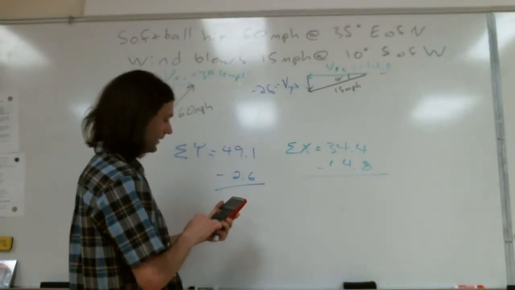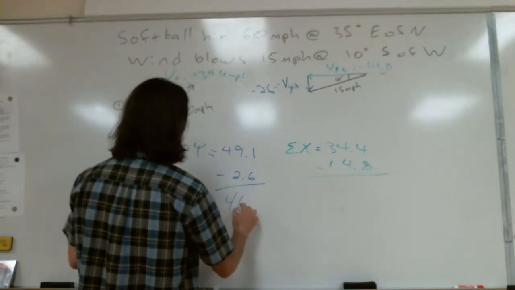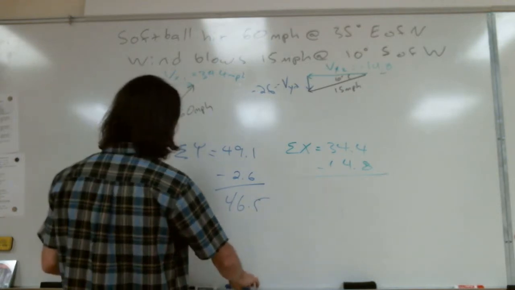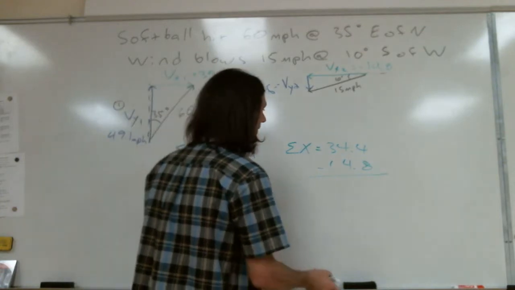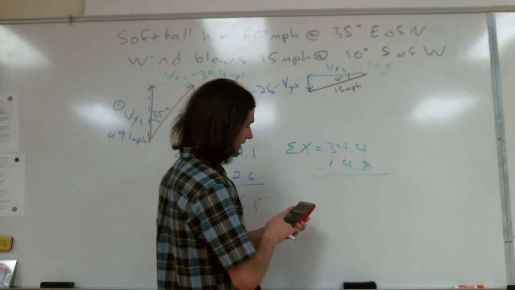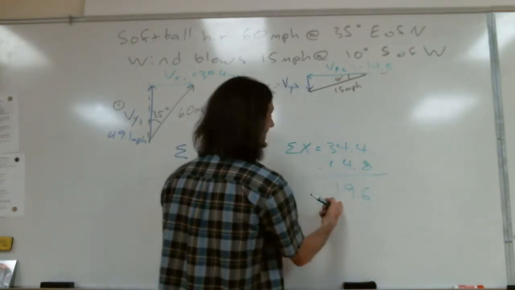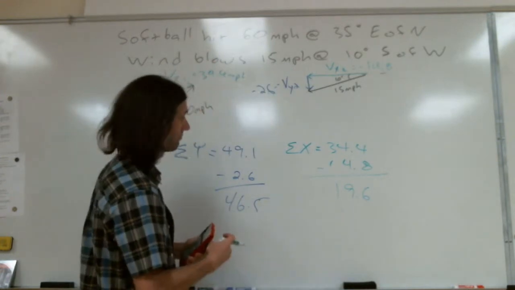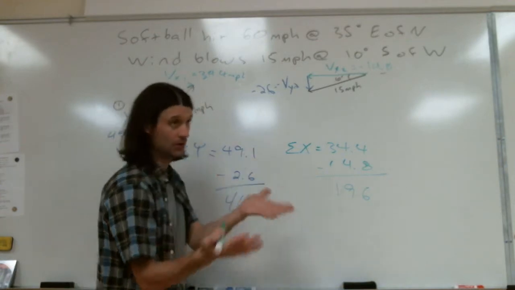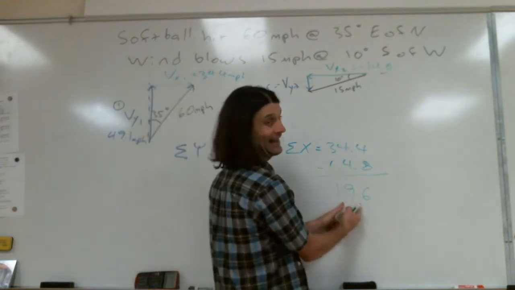49.1 minus 2.6 is clearly 46.5, so we got 46.5. That's our net y velocity. Our net x velocity, 34.4 minus 14.8 is clearly 19.6. That's our net x. So what I'm going to do now is make a triangle with this as the y and that as the x.